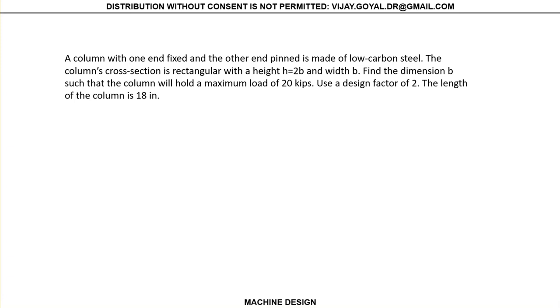Let's just read the example. The example says that a column with one end fixed, the other pinned. I always like to do sketches. Sketches help us better understand what's going on. So it's fixed, and then it's pinned on this side. It's always going to be rollers. It's made of low carbon steel. We know the material properties for this.